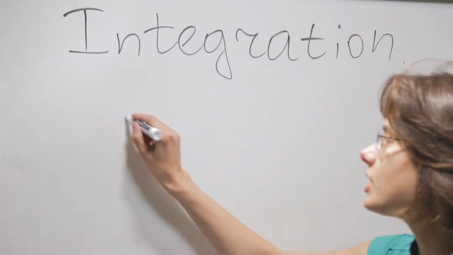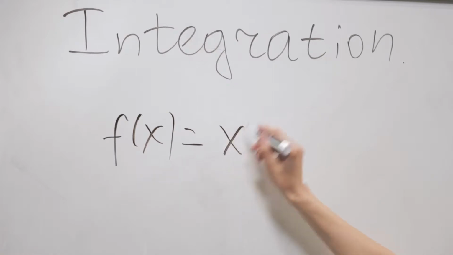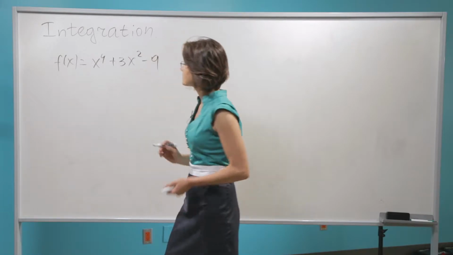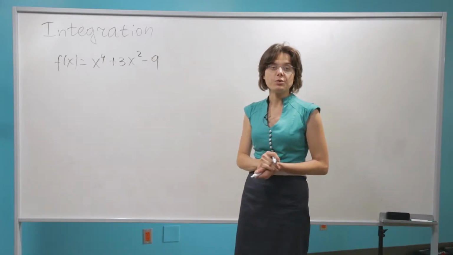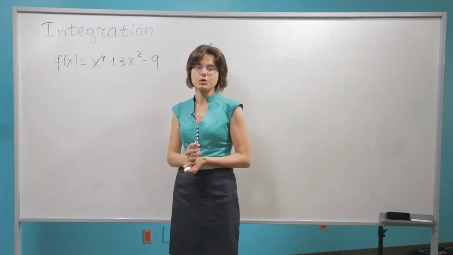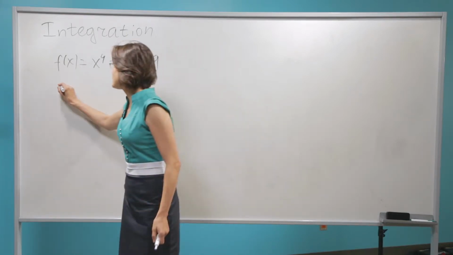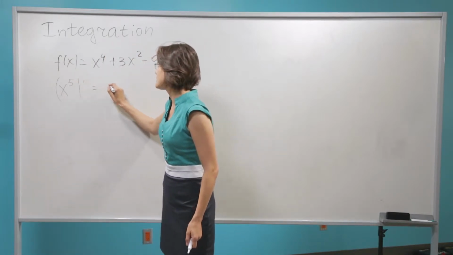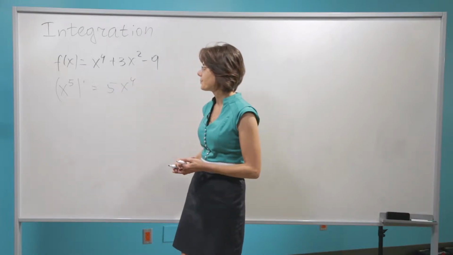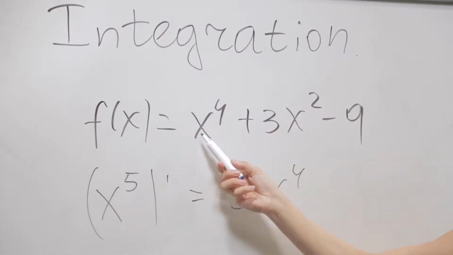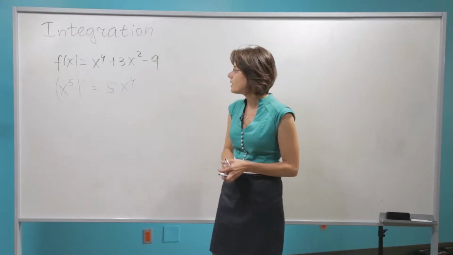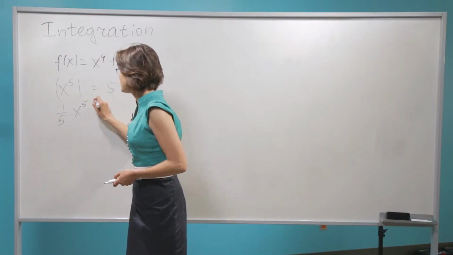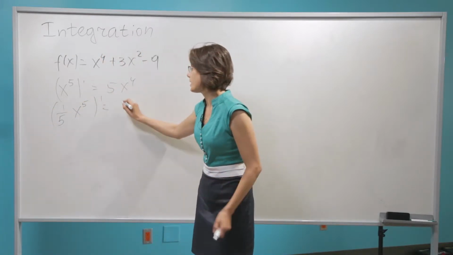Let's say we have a function f of x, which is x to the power of 4 plus 3x squared minus 9. Let us guess which function we have to differentiate in order to obtain this particular function. Well, if we differentiate x to the power of 5, it will give me this power of 4 here, right? So the derivative will give me 5x to the power of 4. But we need x to the power of 4, without the multiplier of 5. So basically, I have to differentiate 1 over 5 x to the power of 5, in order to cancel this multiplier.